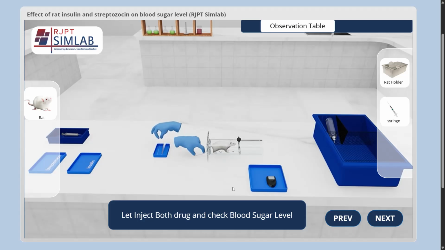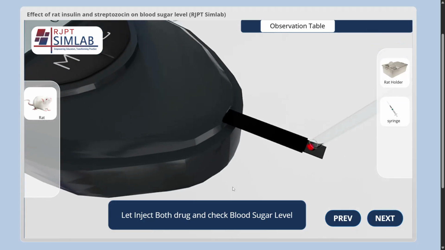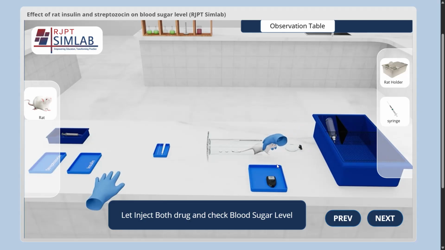And with the help of the tail snip blood withdrawal method, we will take out the blood. And as we can see from the glucometer, the value has been shown as 92, which is near about an ideal value. So again, we will place the rat back inside the cage.